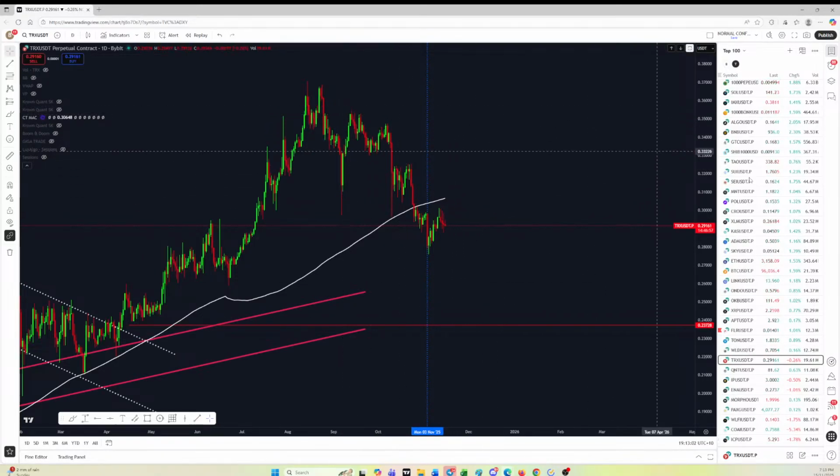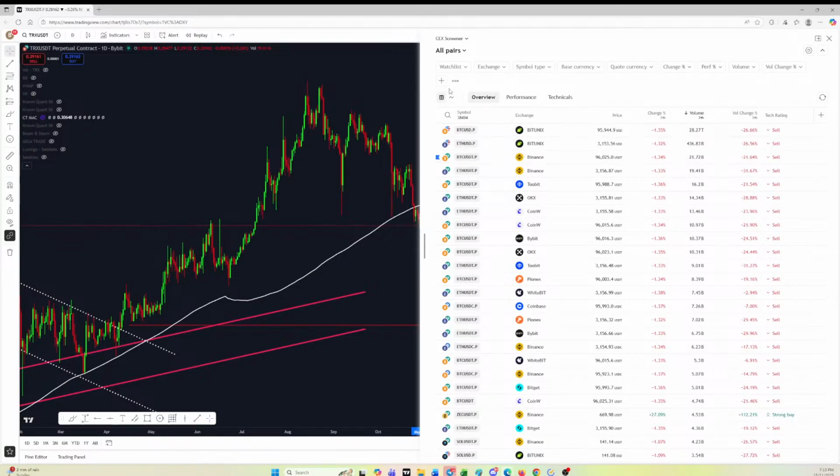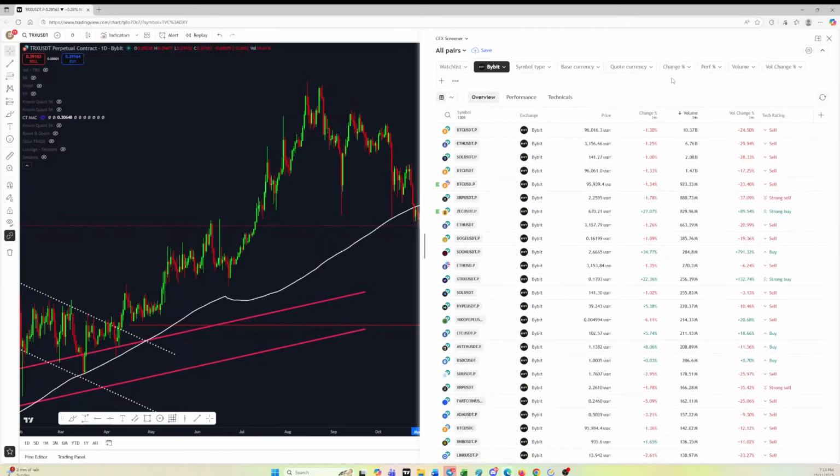So let's go on the screener and see whether anything is above that. What we're going to do is go exchange, we're going to go ByBit, tick, and we're going to go market cap.